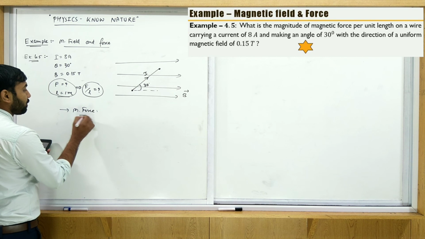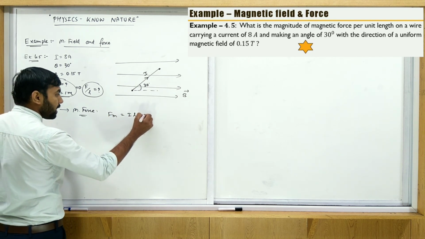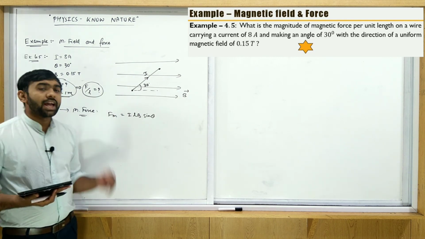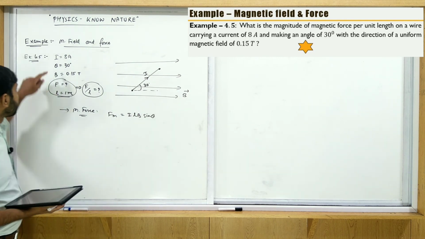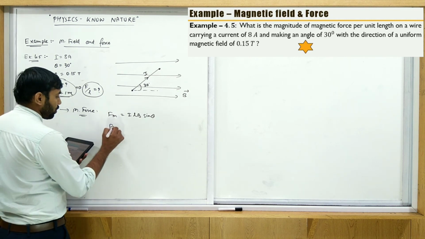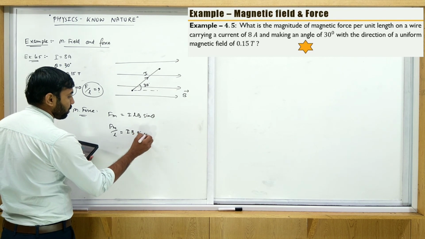So magnetic force Fm is equal to ILB sin theta. Uniform wire means use this equation directly. ILB sin theta. What is I? 8 ampere. L, actually you find this F upon L. So Fm upon L is equal to I into B into sin theta.